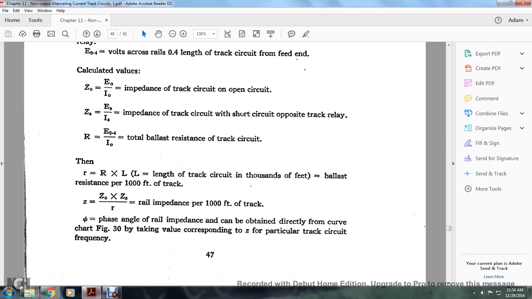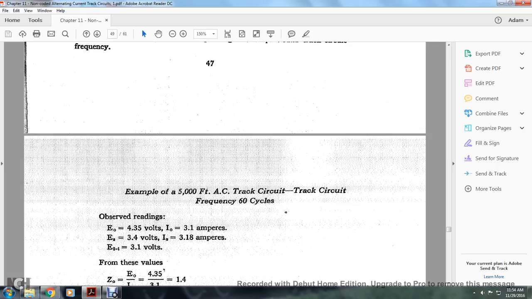And then we have a small sign, a circle with a slash through it, equal to the phase angle of the rail impedance, that can be obtained directly from the curve of the track, or Figure 30, taking the value of the corresponding Z for the particular track circuit frequency.